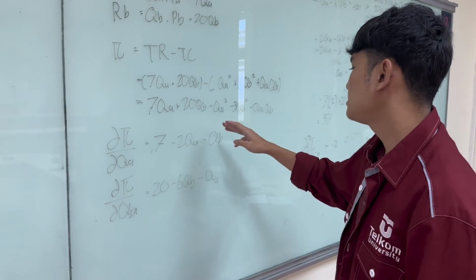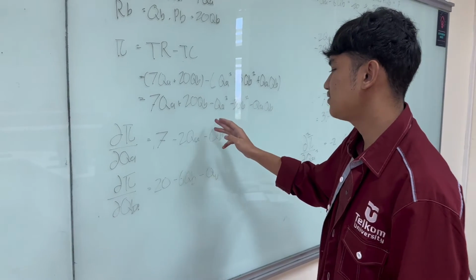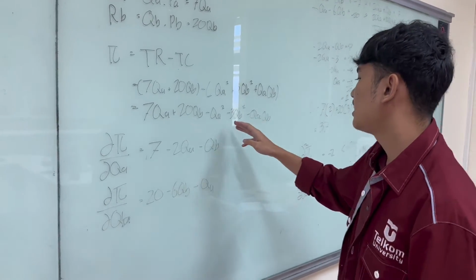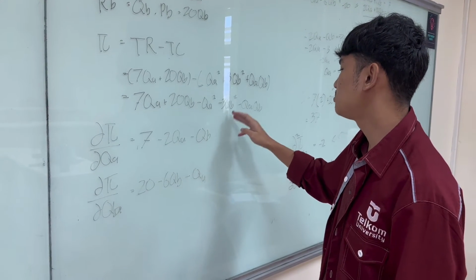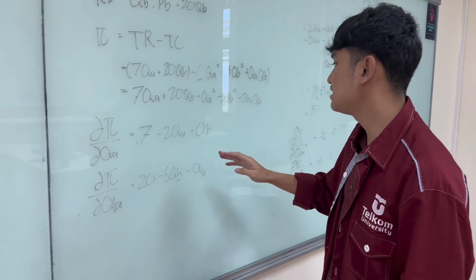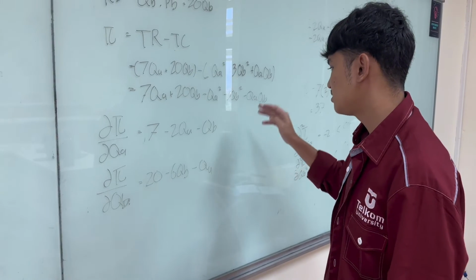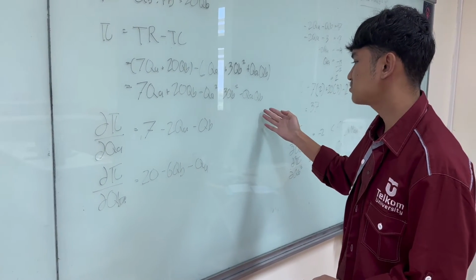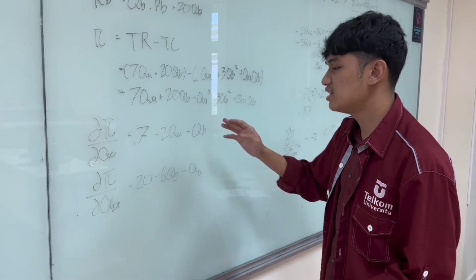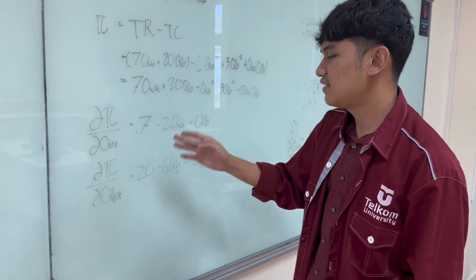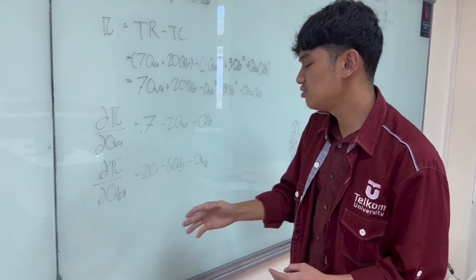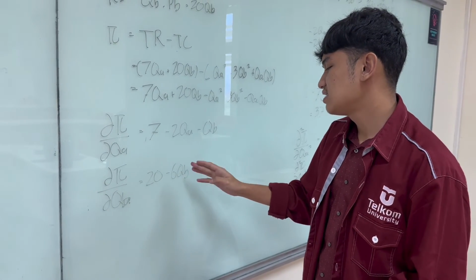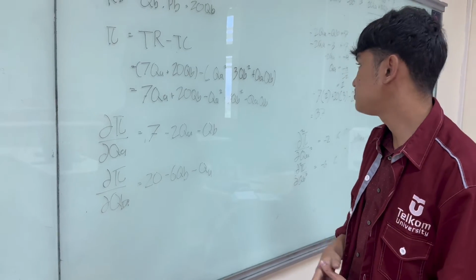And then minus QA to the power of 2. The derivative of it is minus 2 QA. And minus 3 QB to the power of 2, because it does not contain QA, we just leave it. And then minus QA times QB. The derivative of it is minus QB. We do the same with the derivative of P divided by the derivative of QB, and the result is 20 minus 6 QB minus QA.